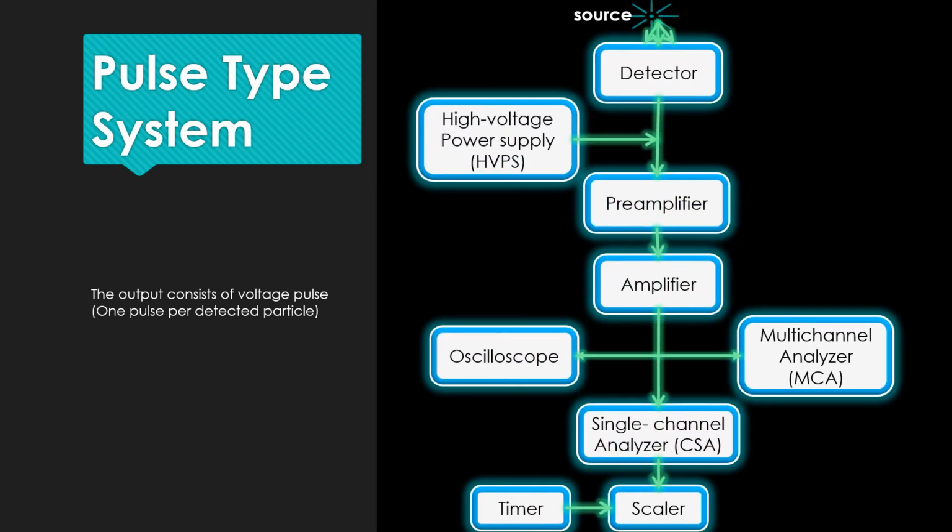Starting with the pulse type system, as we said, one pulse per detected particle. So the pulse type system is built up of a source, detector, high voltage power supply, preamplifier, amplifier, single channel analyzer, scaler, timer, oscilloscope, and multi-channel analyzer. Now I'm gonna talk about each one alone.